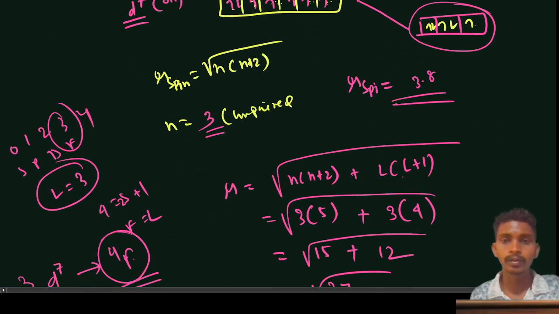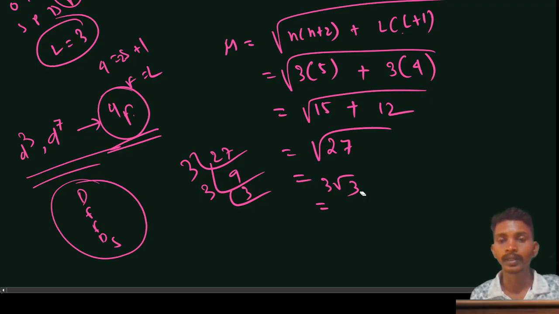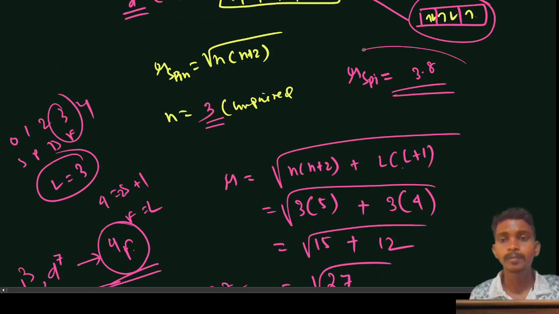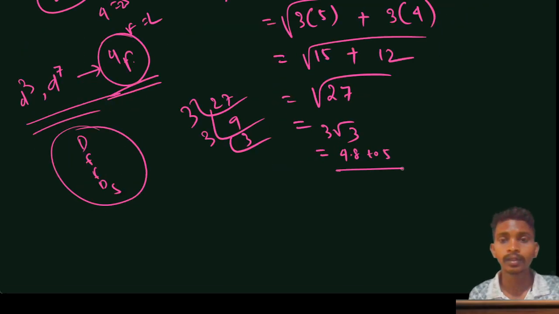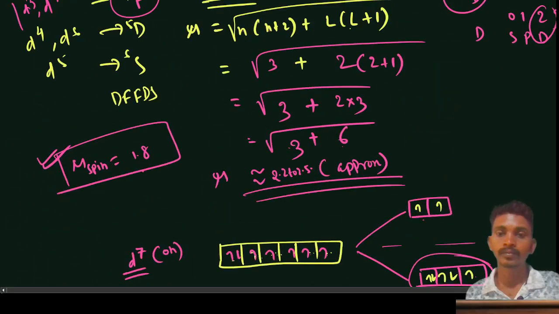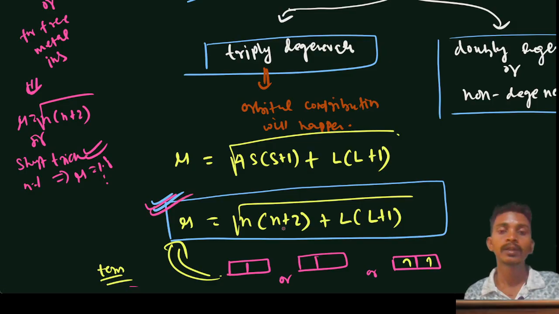If you calculate the spin only magnetic moment, we get 3.8, but since the orbital contribution is also included, the effective magnetic moment we are going to get is 4.58 to 5. You can easily calculate it, root of 27, and we will get something near about these values. This is the case if a triplet degenerate state is there, then you can use these formulas and calculate it.